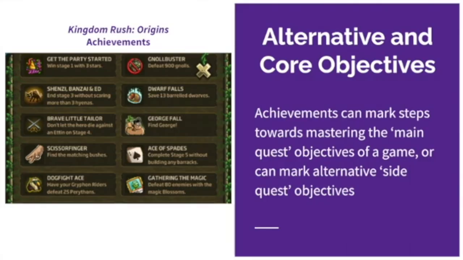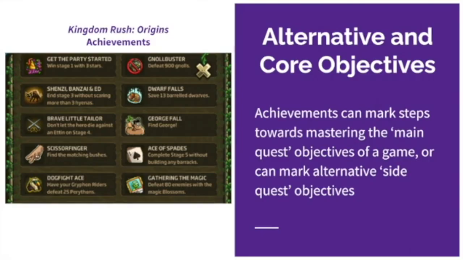Some of these objectives are just inherent parts of the game, like the first two: beat stage 1 and defeat 900 gnolls. And you cannot possibly not do both of those things if you just play the game for any length of time. These are just intermediate objectives along the straight line path to beating all the stages and finishing the game. This kind of achievement is great for introducing new mechanics or key features of a game early on.